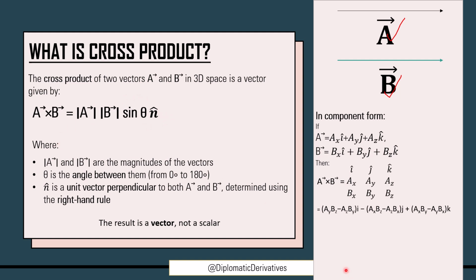So using this formula you will get A cross B. Then for A you will find the magnitude, for B you will find the magnitude. Then since you have this and these two, it's easy for you to find theta. So that's how you will solve it.